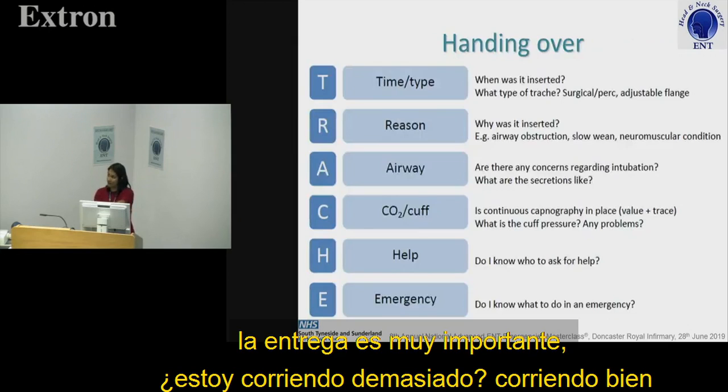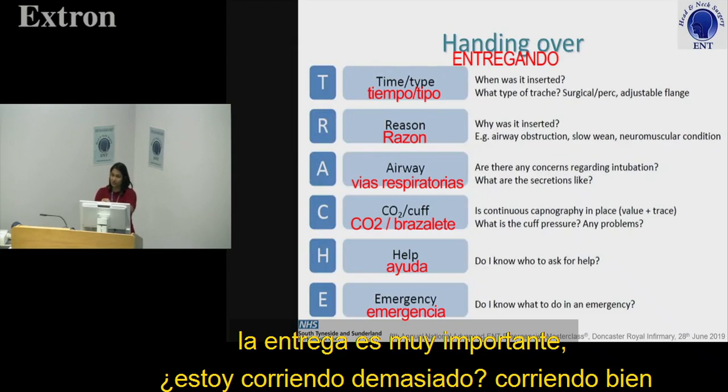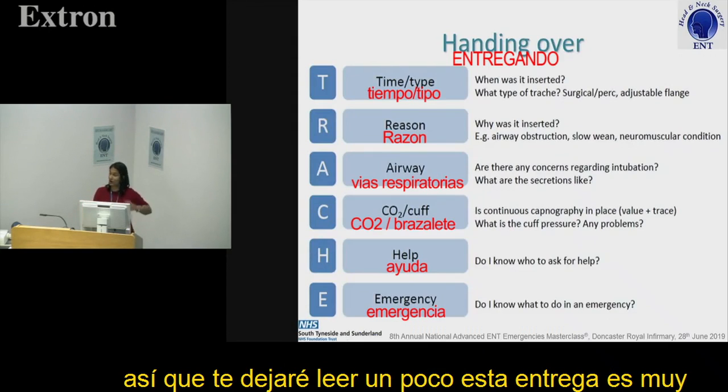Handing over is very important. Am I overrunning? Severely overrunning. Okay. So I'll let you have a little read through this.